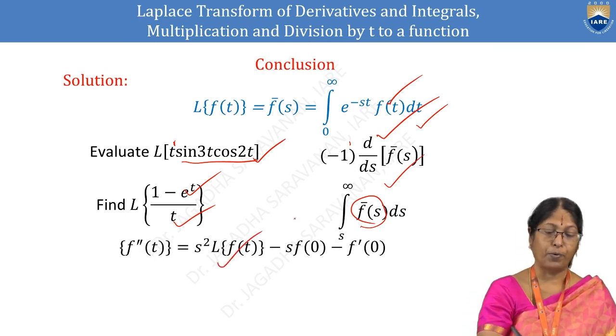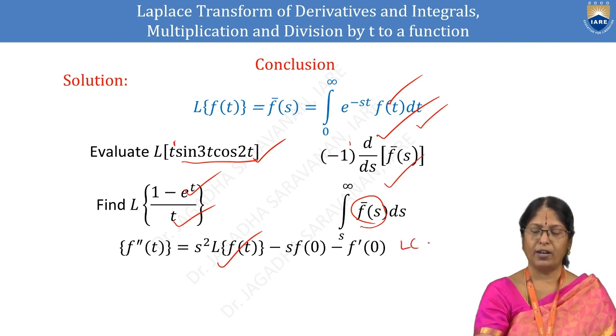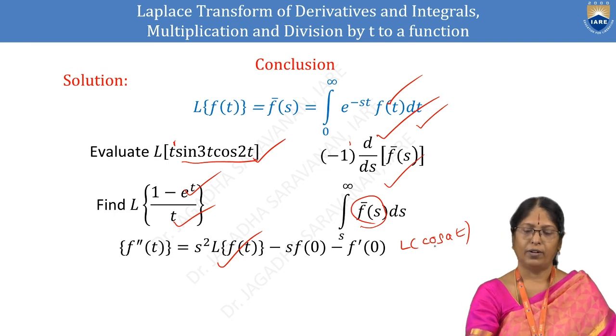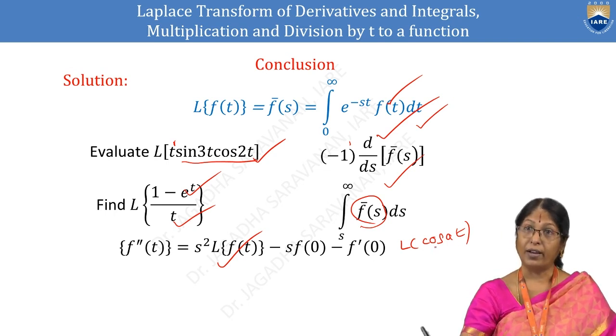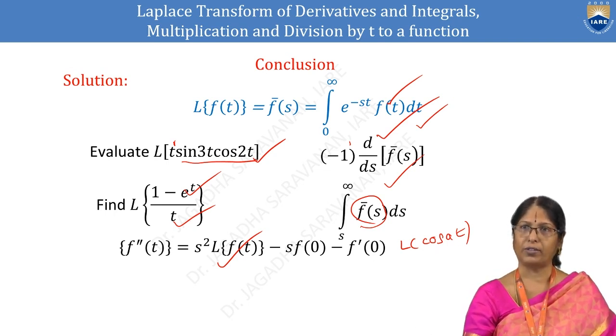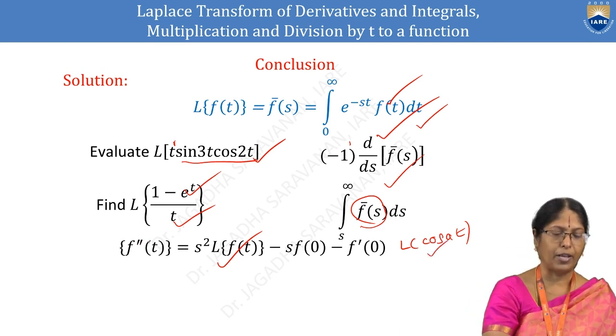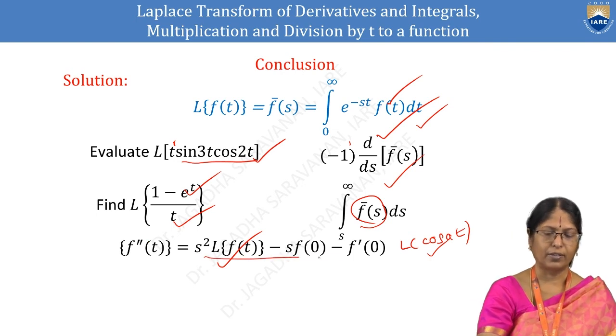For the derivative, one problem we have taken is L of cos at. Cos differentiation gives sin, and sin differentiation again gives cos. It is coming back to our question. So f double dash of t, this is the formula.